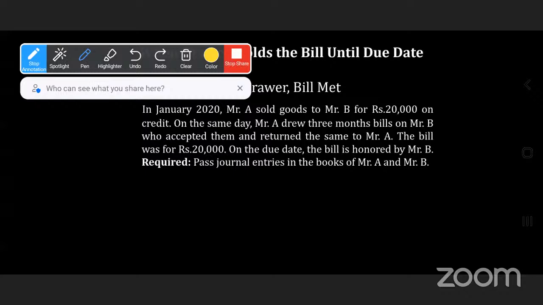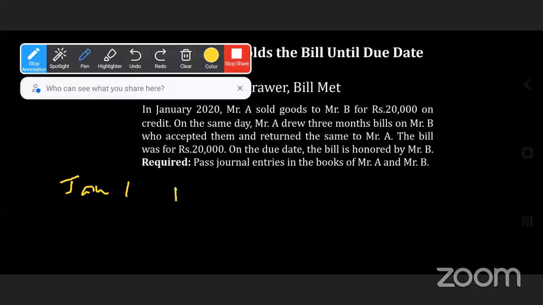So on the same day, Mr. A drew a 3 months bill on Mr. B, who accepted it and returned it to Mr. A. That means here you have to write the journal entry as on January 1st. As you are drawing the bill on Mr. B, we call that bills receivable. When you draw a bill on the other person, you are in a position to get the amount from the other person. Then you have to write it as bills receivable.